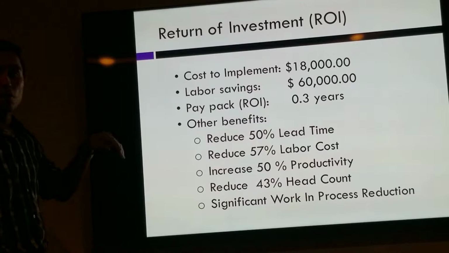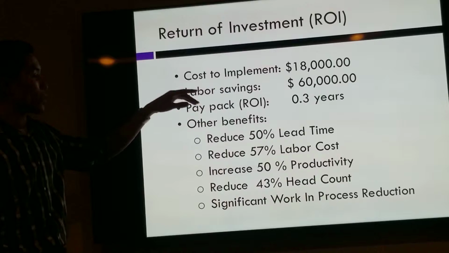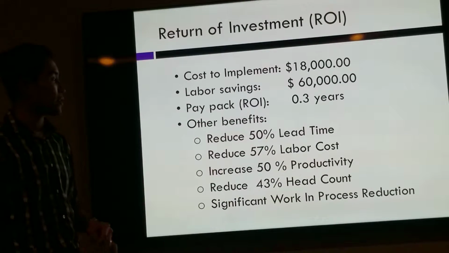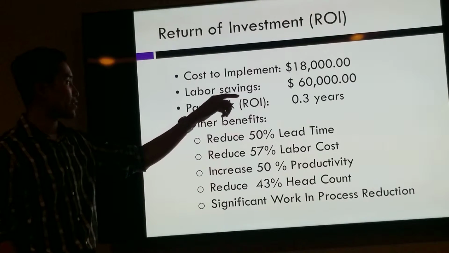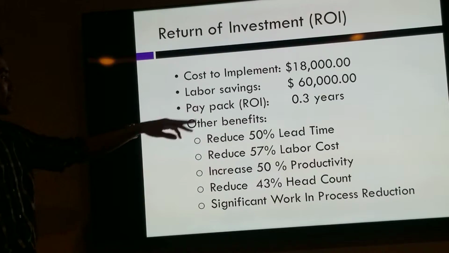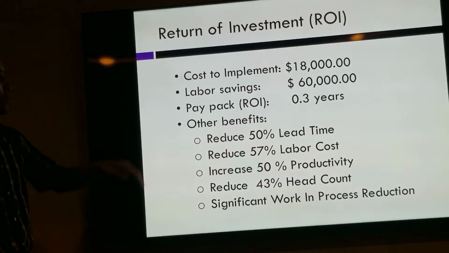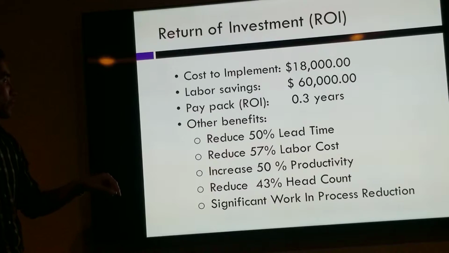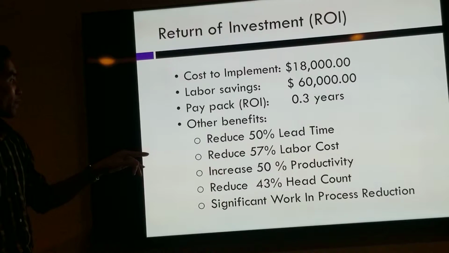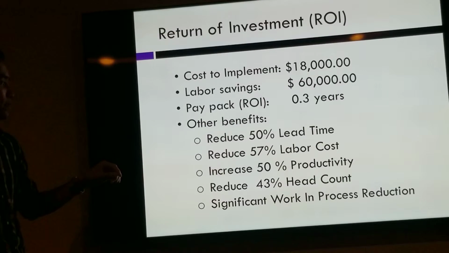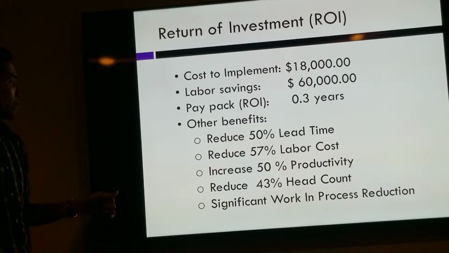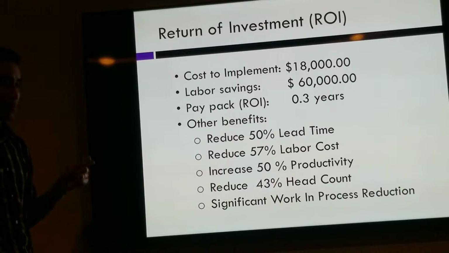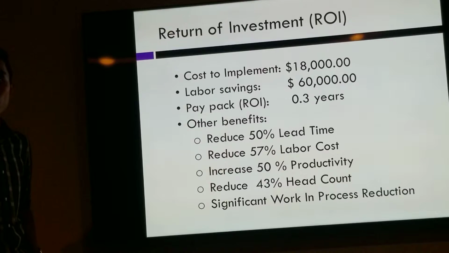And here is some return on investment. Based on the cost of $18,000 of implementation that we presented earlier, the labor saving, as we presented, is improved 50%, which saves us $60,000 every year and gives us 0.3 years to pay back if we go ahead and implement this U-cell layout today. Other benefits of the U-cell layout implementation are: reduce 50% of lead times, reduce 57% of labor costs, increase 50% of productivity, reduce 43% of headcount, and significant improvement in process inventory.